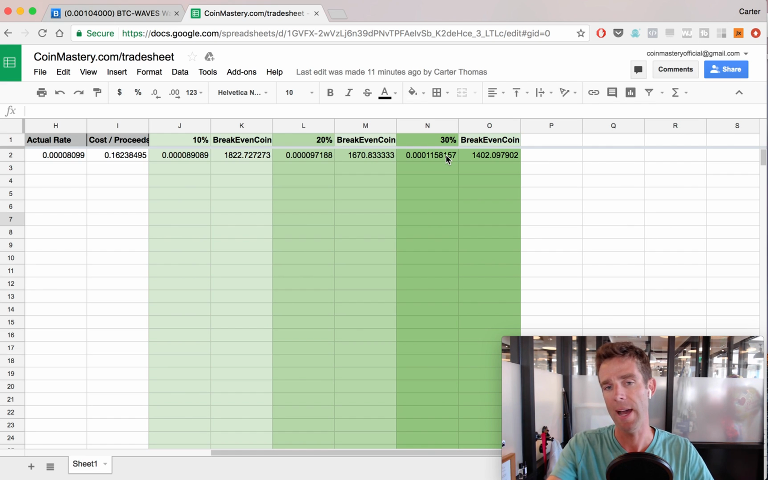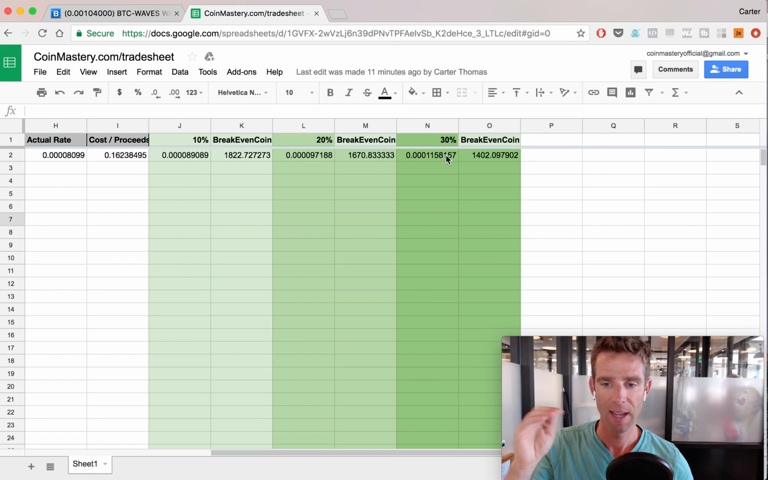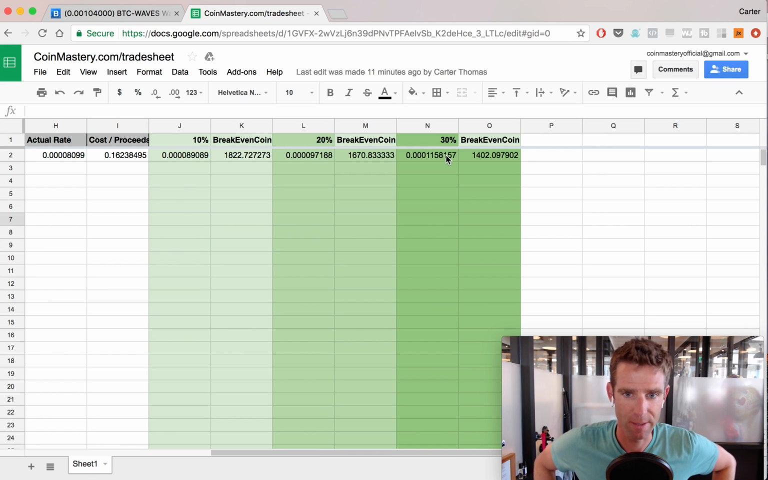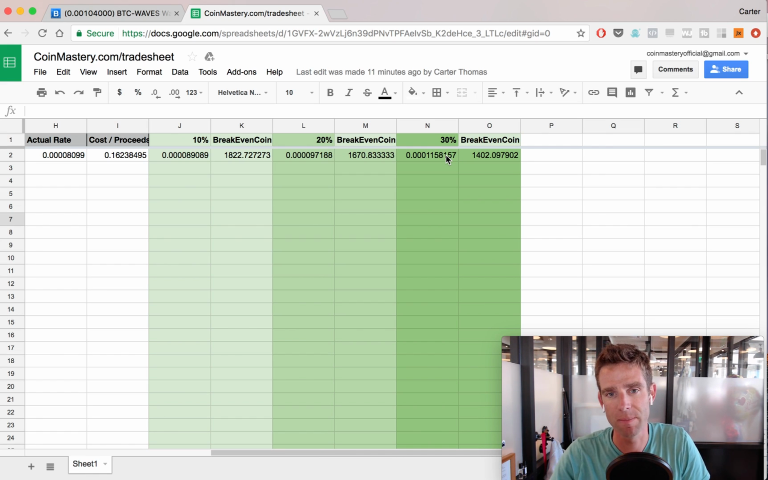So you can add your own columns if you want, but really I think 30% after that, you're getting a little greedy, and you're going to miss out on some easy profits. But the same thing, right? It shows you the price, it shows you how many you've got to sell to break even. The price is not really flexible. That's math. The break even coin, that is flexible.